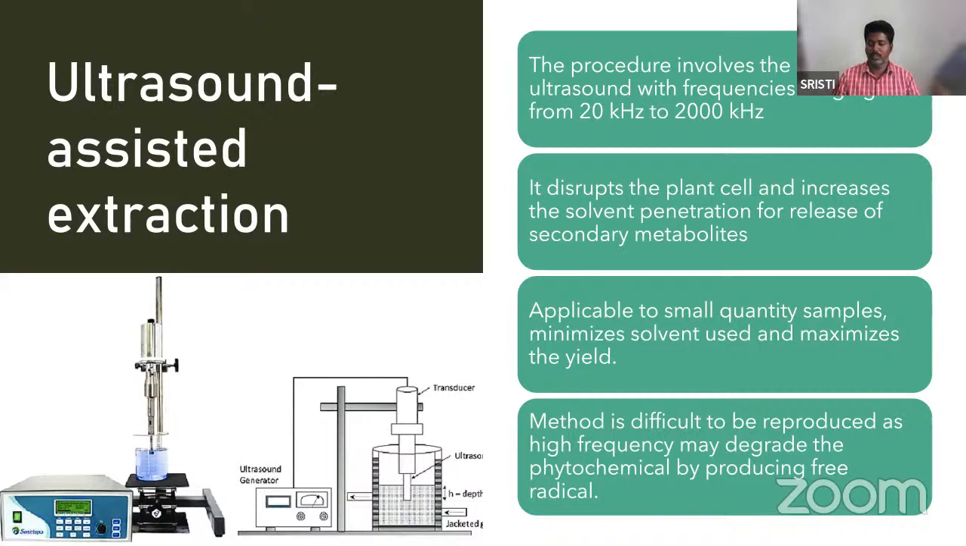yield. The method is difficult to reproduce because of the high frequency, since we are using 20 kilohertz to 2000 kilohertz energy. This energy may sometimes degrade your phytochemical compound by producing free radicals. So this method is not reproducible.